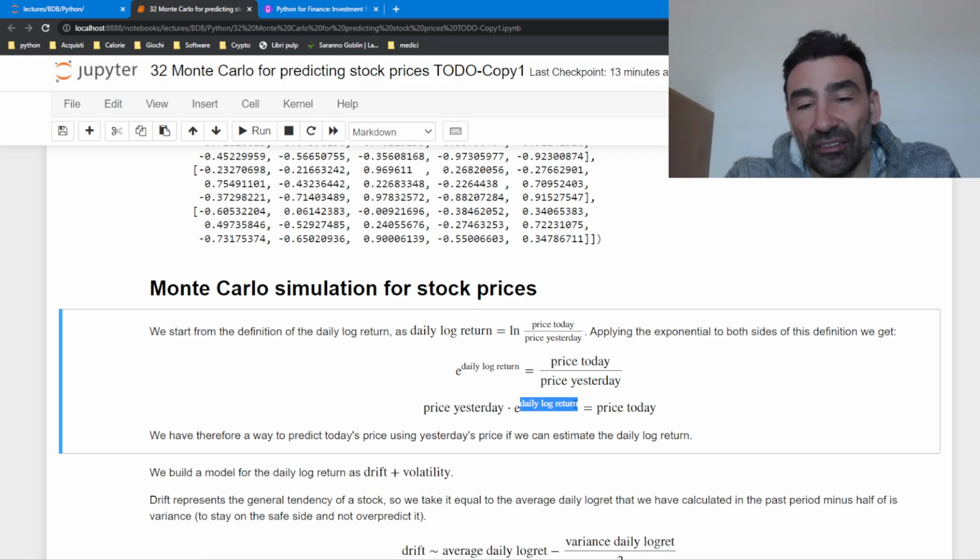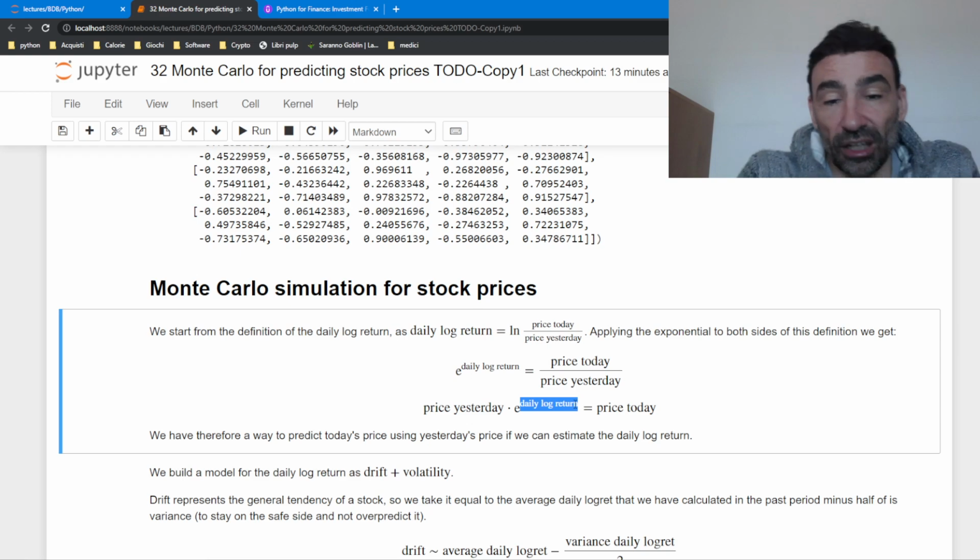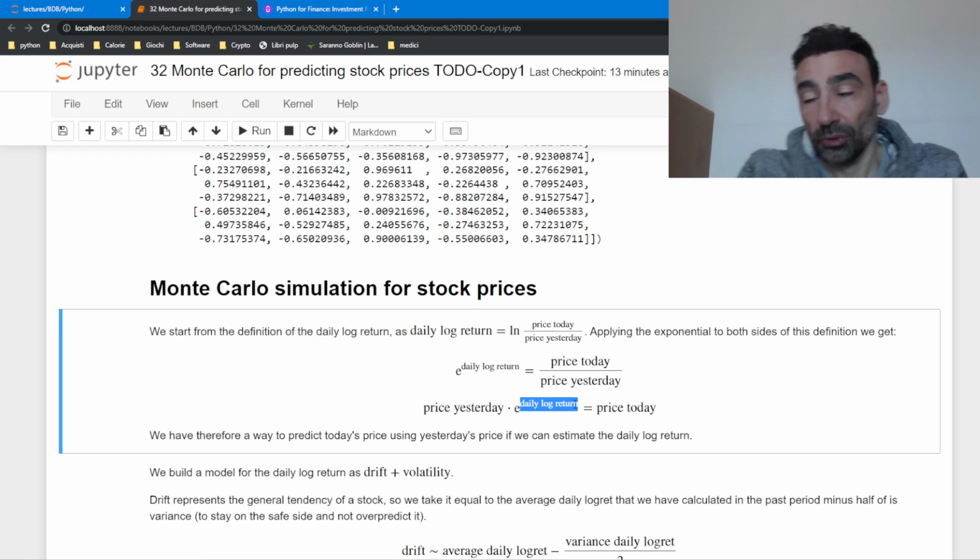We have a lot of data about all the past days. From those data, we can determine the distribution of the daily log return. Okay, which distribution, how do you determine it? It's up to you. We'll make some examples here.